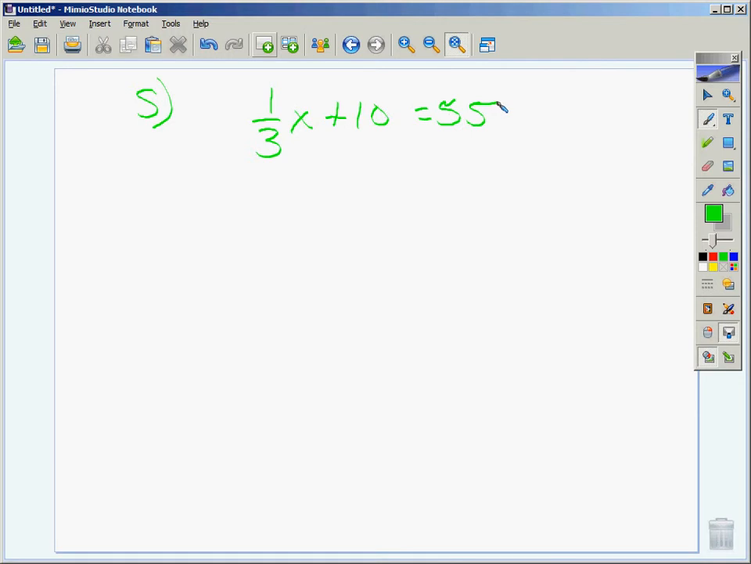The goal was to get the variable by itself. I have to undo the addition. What do I use? Subtraction.